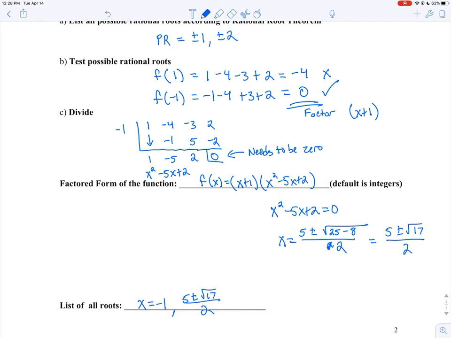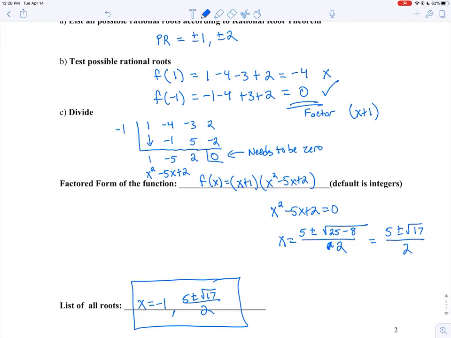Just to recap, the number of roots matches up with the degree of the function, so it should be clear to everybody. We got the 3 separate roots there. We got negative 1, then we have 5 plus rad 17 over 2, and then we have 5 minus rad 17 over 2.